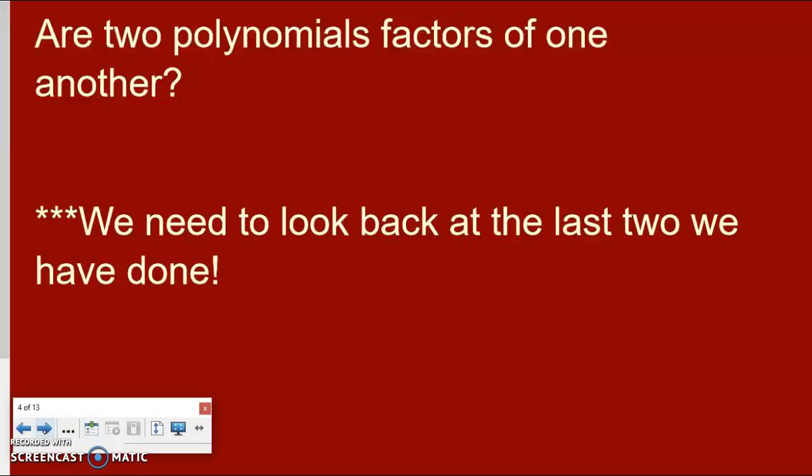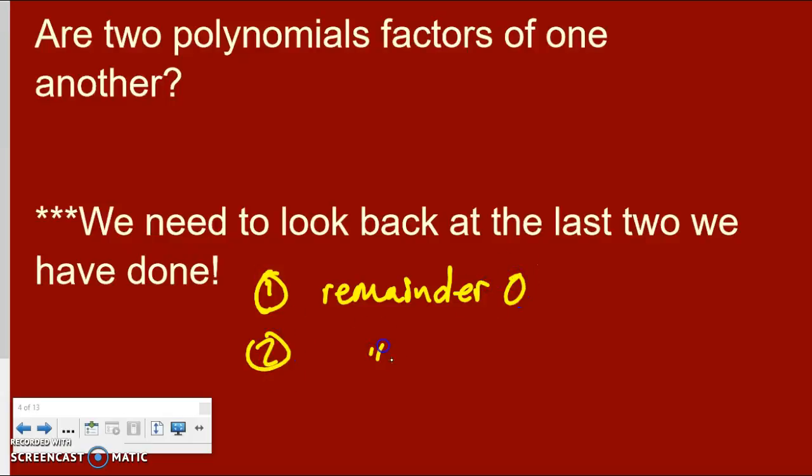We have to figure out if things are actually factors of one another. The biggest thing we have to look at is the last two problems. On the first problem we did, we had a remainder of 0. The other one, we had a remainder that was some number. The key is, if there's a remainder of 0, it's a factor. That's the big thing. If you do the division and you end up with a remainder of 0, whatever your answer is, that is proving to you that you have a factor.